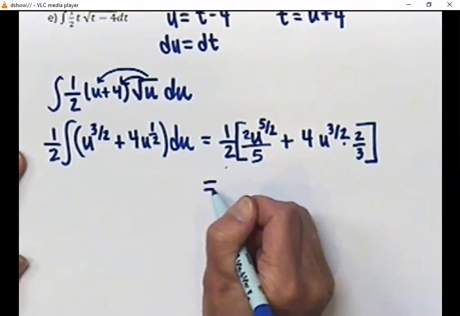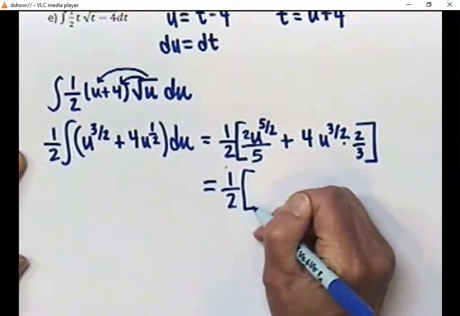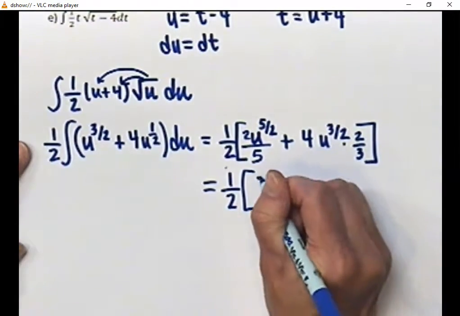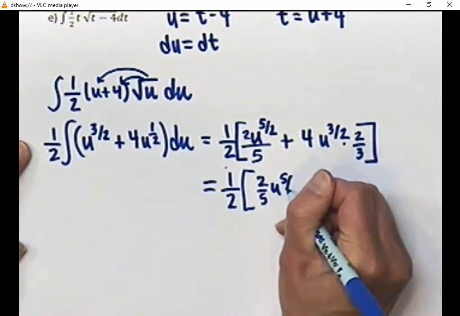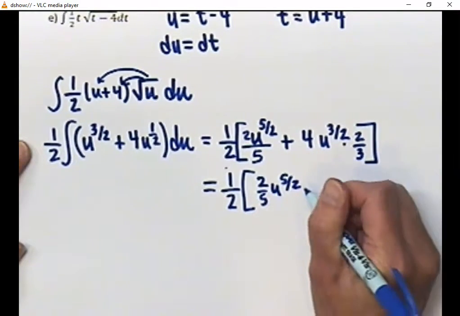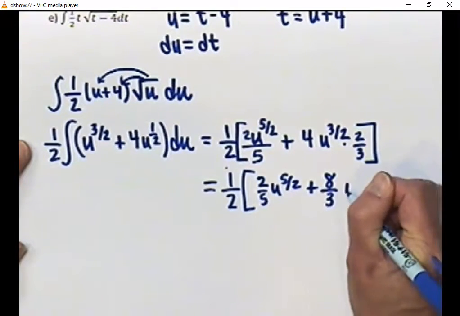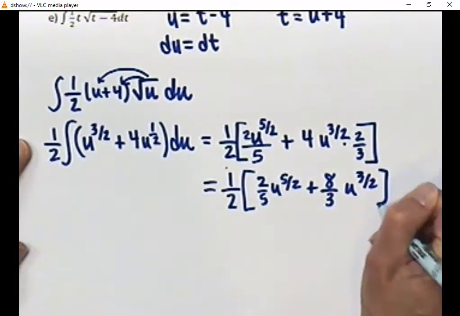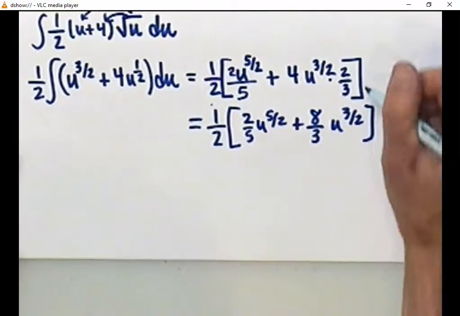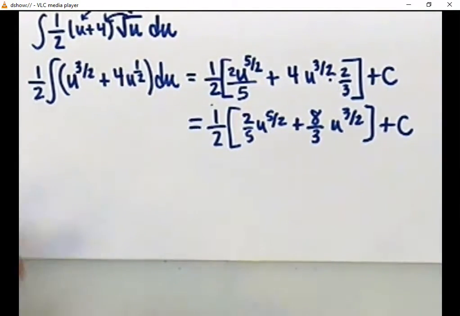Okay, so let's simplify a bit here. So this one's just 2 fifths u to the 5 halves. If I multiply 4 by 2 thirds, I get 8 thirds u to the 3 halves. Of course, I need a plus c. I'll keep putting those on.